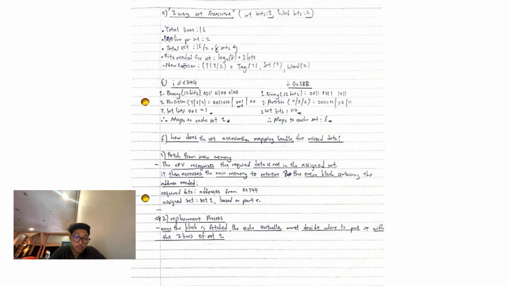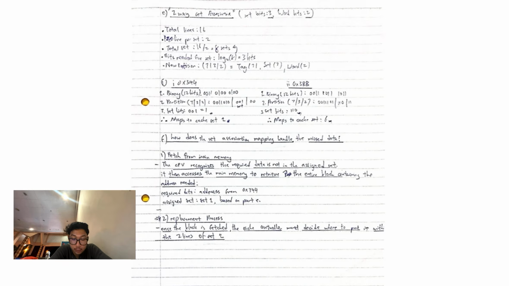For question 2E, the two-way set associative. Set is 3 bits, word is 2 bits. The total line is 16. Line per set is 2. So since it's a two-way set associative, the total set is 16 over 2, which gives us 8 sets. Not 8 lines, but 8 sets. The bits needed for set is log 2 of 8, which gives us 3 bits. Now the new split for this question is 7, 3, 2. So the tag is 7, the set is 3, and the word is 2.